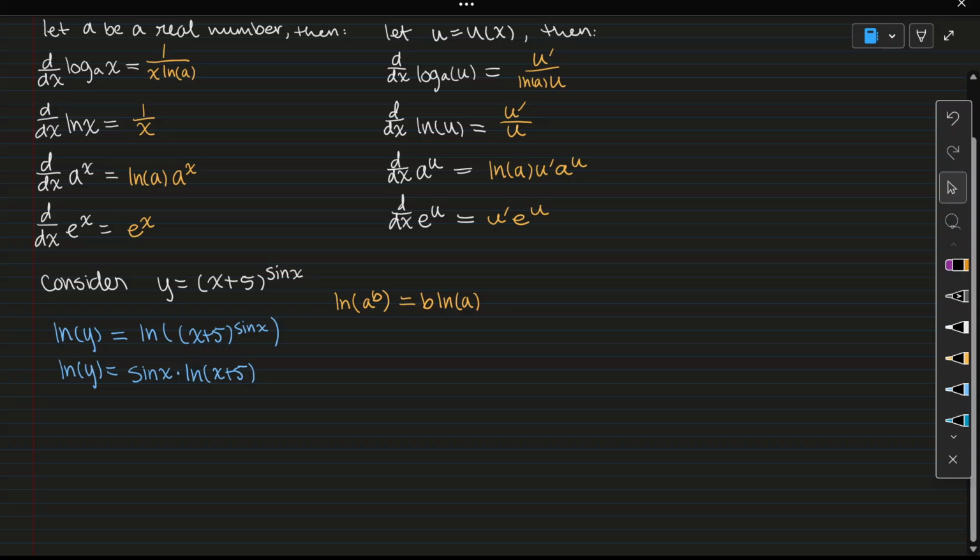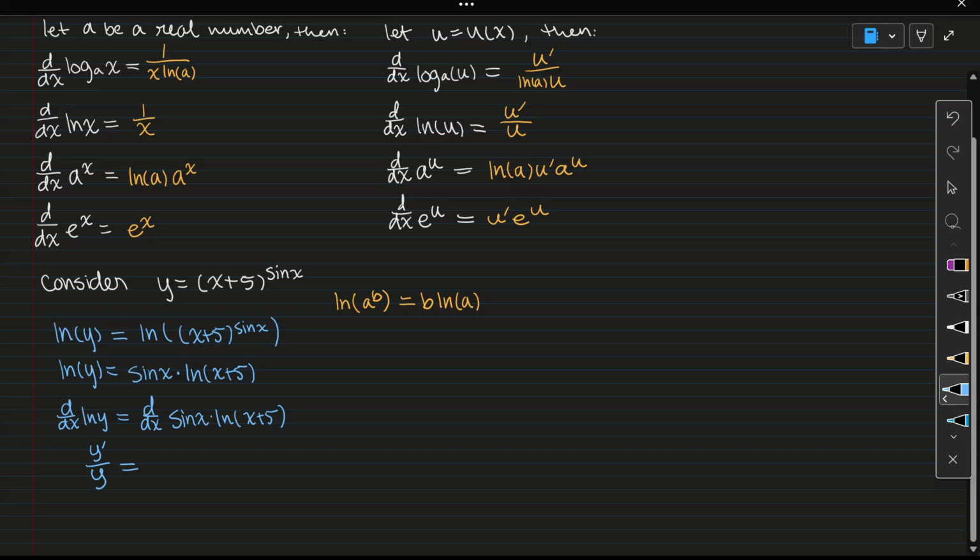So what I'll do is remember to treat y as a function of x, and I'm going to take the derivative of both sides. So I have d by dx of ln y is equal to d by dx of sine x times ln of x plus 5. On the left-hand side, this is an implicit differentiation, y is a function of x. So I'll look at this formula here. If I have the derivative of ln of a function, it's the derivative of the function over the function itself. So applying that here, this is going to be y prime over y.